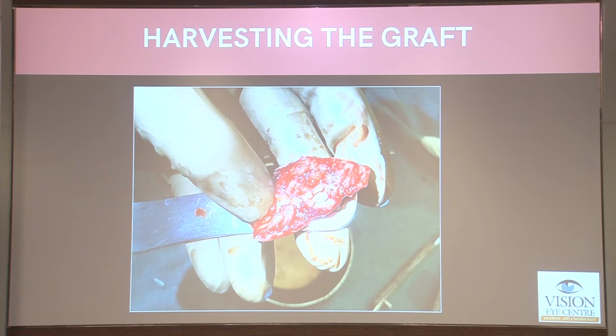Once you excise the graft, it contains the hard palate mucosa, not the bone part of it. Underneath that, there is a fat layer, so the fat layer has to be removed. Here in this part of the graft, you can see the lobules of fat which are attached to the graft. This has to be excised and cleaned before you put it in your recipient site.